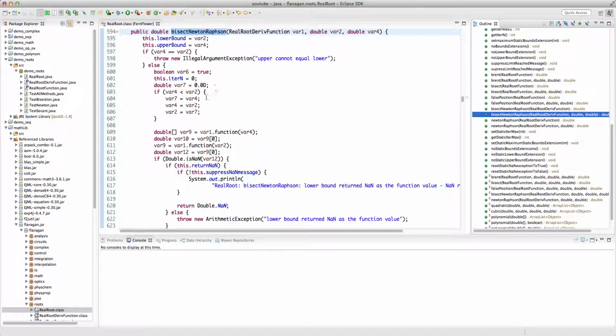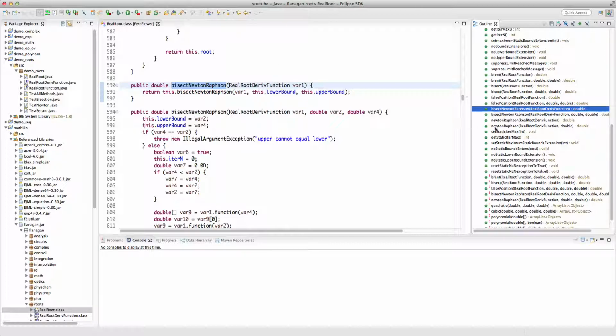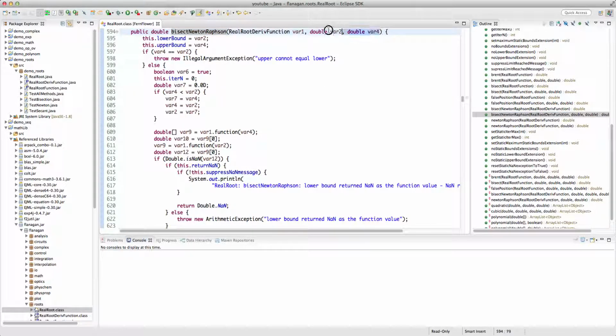Now there are also other methods. Bisection Newton-Raphson, which tries to combine the bisection. Basically, instead of having a double value as the initial guess, you give the start point and the end point of the interval, and it tries to run the bisection first to find a bracket for the root. Once you have the bracket, it goes into the Newton iteration. So it's a combination of bisection and Newton-Raphson.